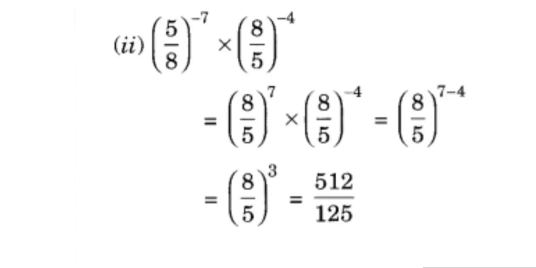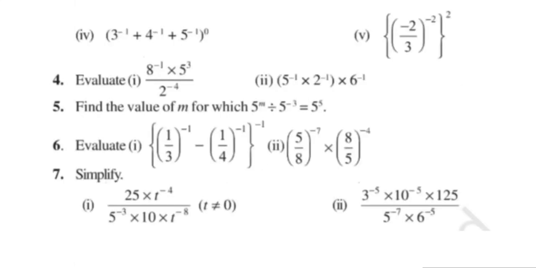Number 2, (5 upon 8) raised to minus 7 into (8 upon 5) raised to minus 4. So first we will write the reverse form. So it will come 8 upon 5 and the power sign will change, so it will come positive 7, into 8 upon 5 power minus 4. Now 8 upon 5, and the powers we will add. So it will come 7 minus 4. 7 minus 4 is 3. So 8 cube is 512 and 5 cube is 125. This is the answer.